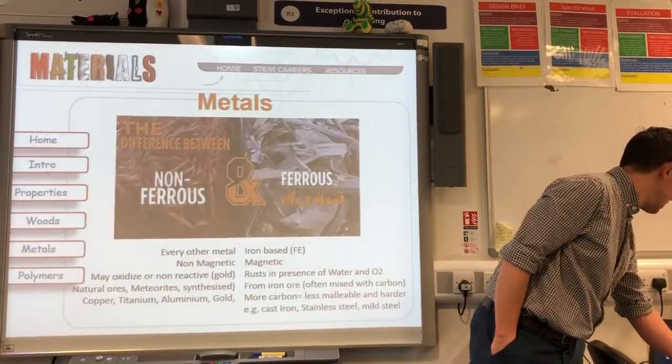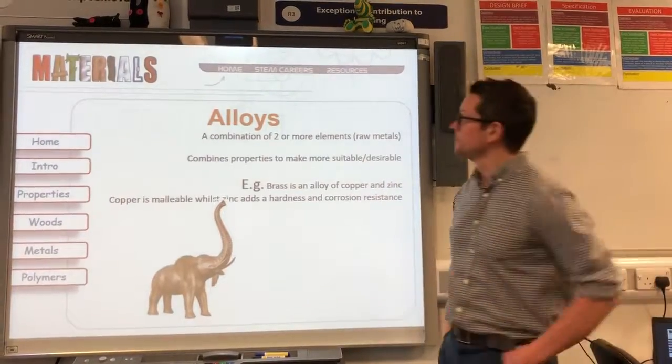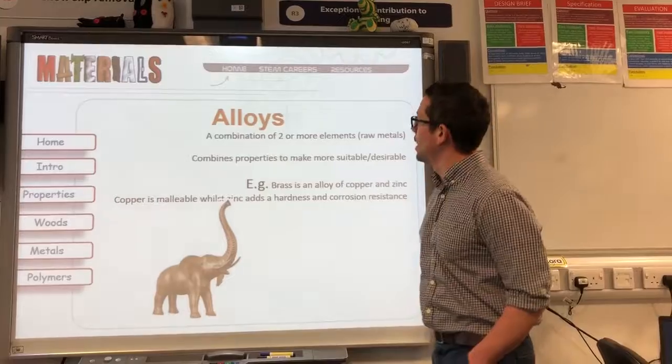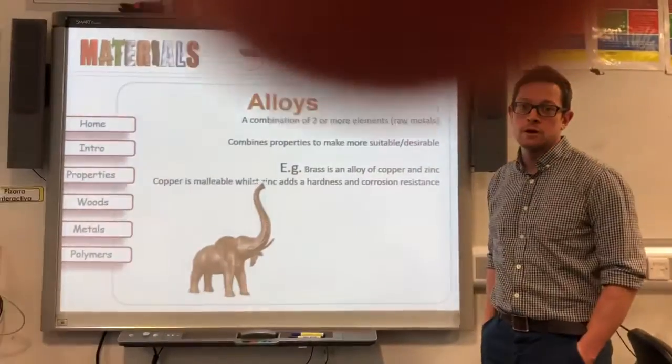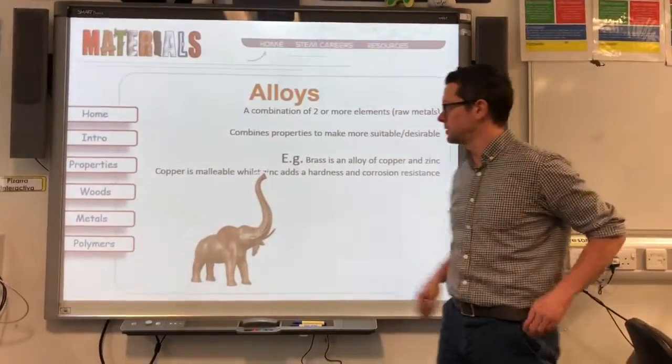Okay, final thing you need to know is alloys. Okay, should be a combination of 2 or more elements or raw materials. Okay, that are combined. Okay, to make them more suitable, desirable. So we take the properties of one, add it to the properties of another one.